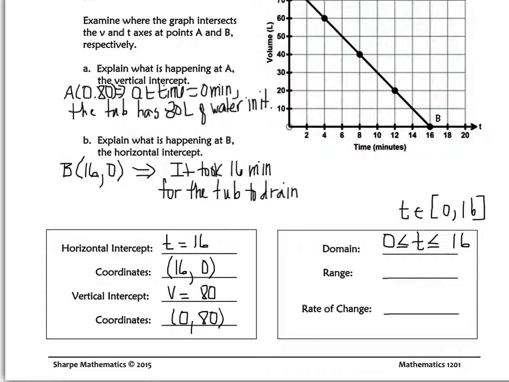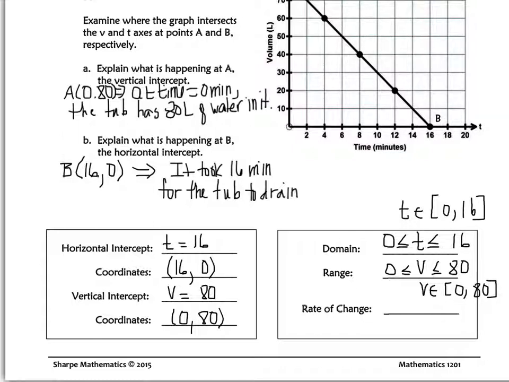The range would be the volumes of the tub, which go from 80 liters down to 0 liters. Again, you could write it as an inequality, since it doesn't specify what way to write the range. Using volume, it would be from 0 up to 80. And if you wanted to write that in interval notation, the lowest would be 0, the right endpoint would be 80, and it would be everything in between.